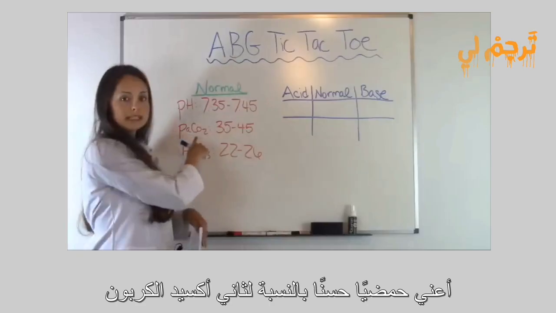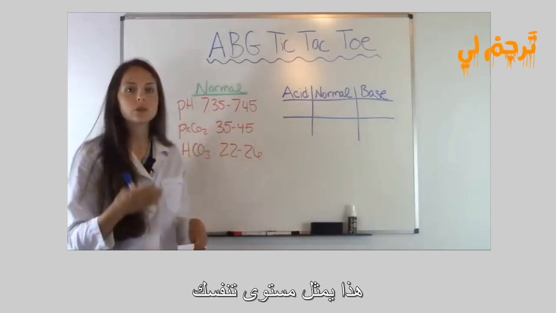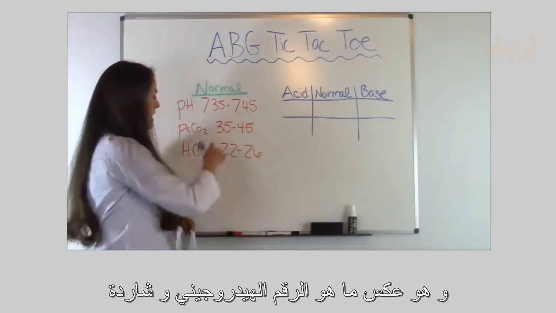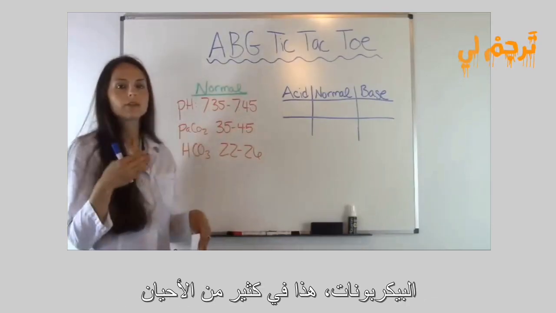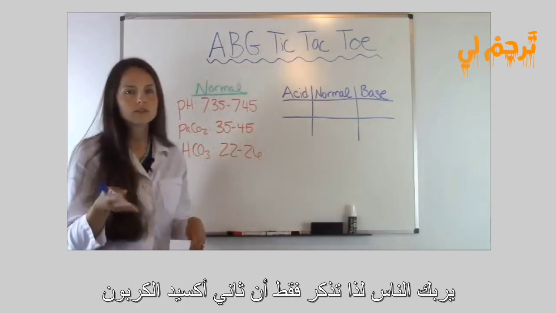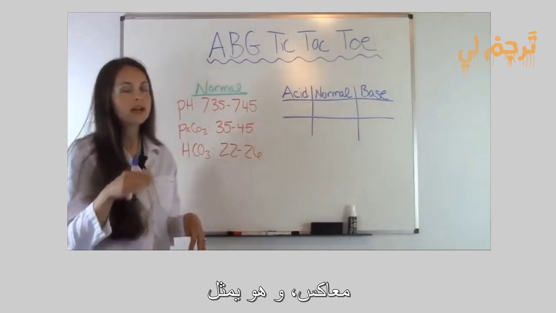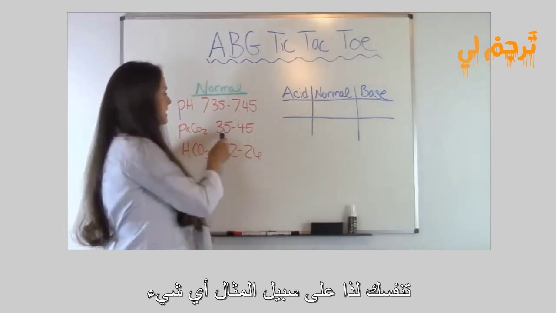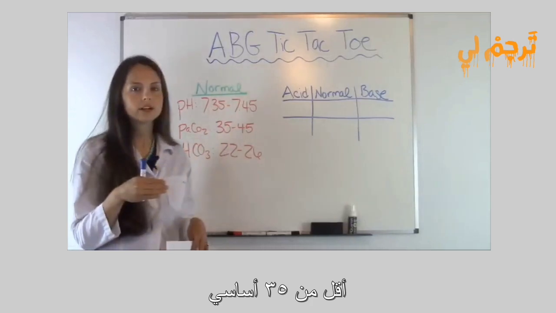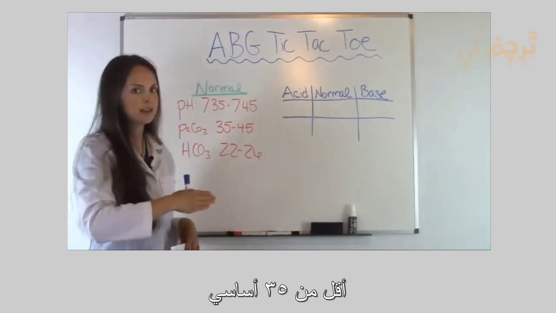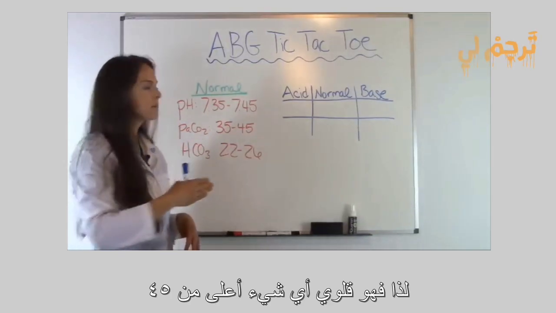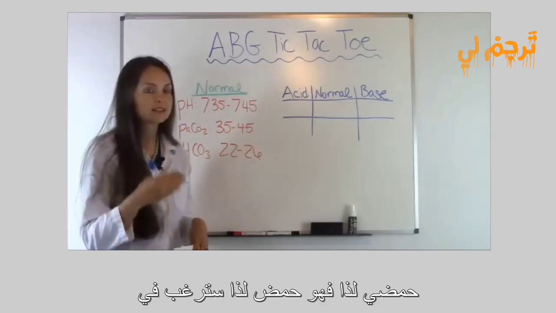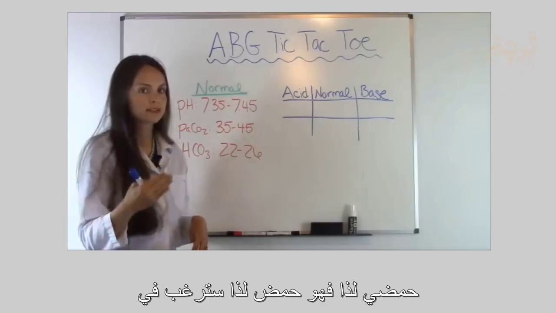Okay, for the PCO2, this represents your respiratory level. It's the opposite of what the pH and the HCO3 are. This a lot of times throws people off. So just remember, PCO2 is opposite and it represents your respiratory. So for instance, anything less than 35 is basic, so it's alkalotic. Anything over 45 is acidotic, so it's an acid.